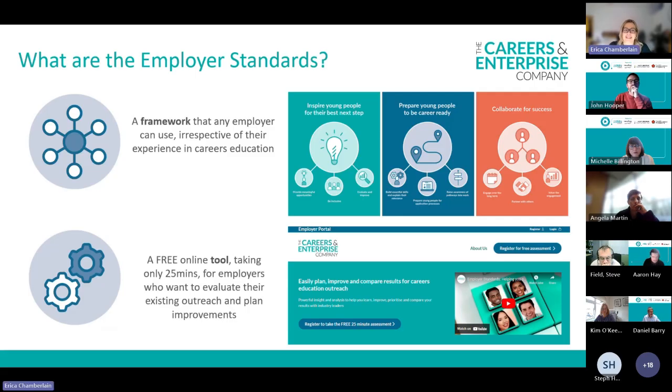So what are the employer standards? There's two things. So firstly, it is a framework. So even if you're not self-assessing and you do nothing else, if an employer is coming and they've never done any outreach in careers education, it is a simple framework which is written in a language for business, which gives you an idea of, if I'm going to go and work with a school or college, doing some careers education outreach, what do I need to consider?